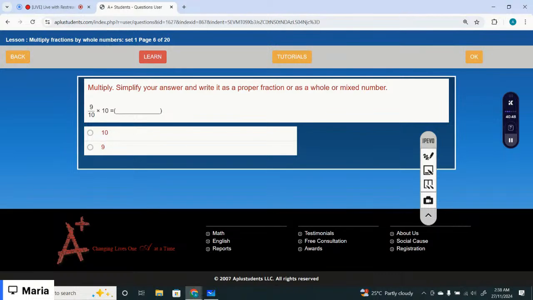9 by 10 times 10. So which is the correct option? 10 and 10 cancel out. You are left with 9. Option number 2 is the correct option. That is 9.